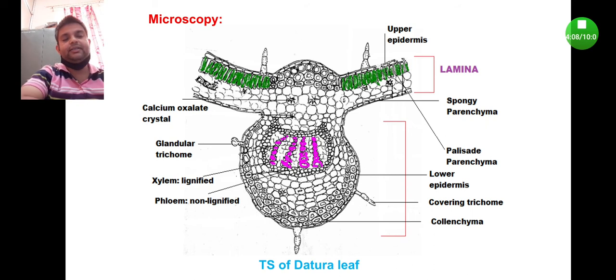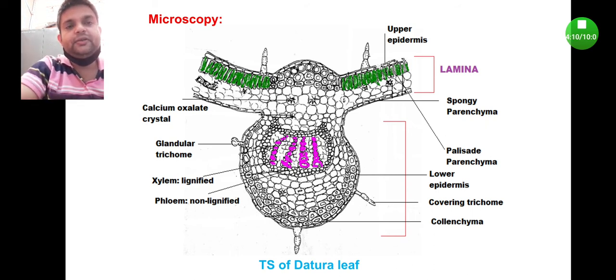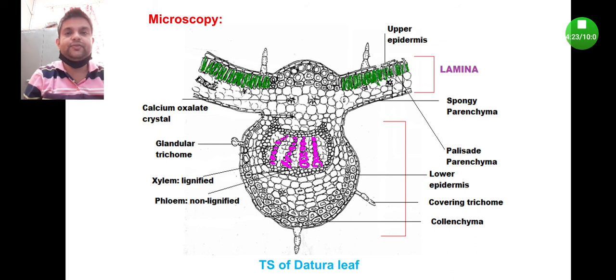Apart from that, at the lower part of the midrib you will find spherical shaped, slightly blackish cells, which are known as collenchyma. The presence of collenchyma cells is also considered a characteristic feature of the Dhatura leaf. So in brief, the microscopy consists of two parts, the lamina part and the midrib part.